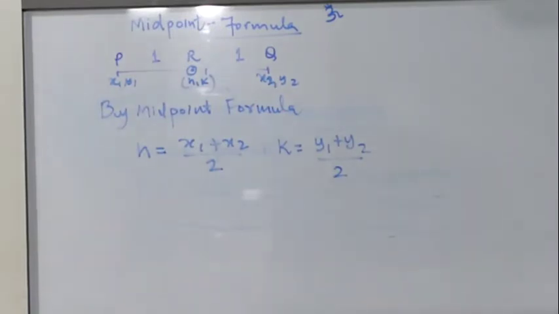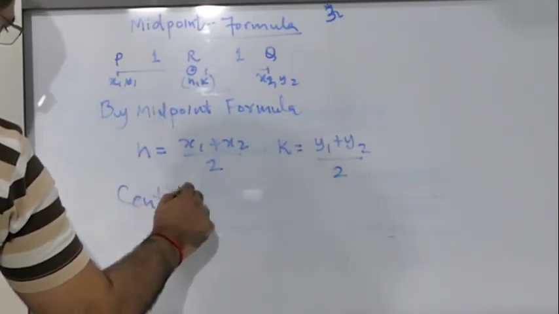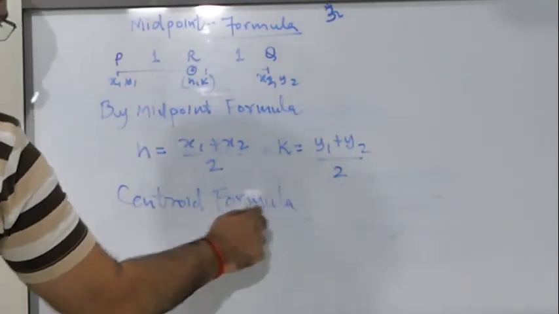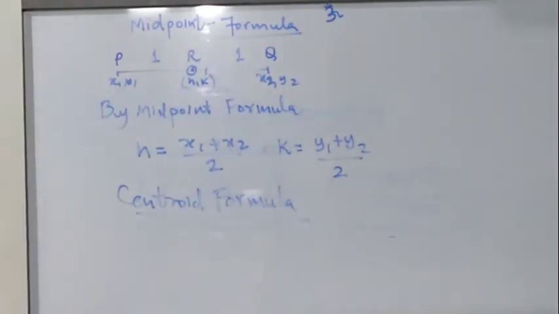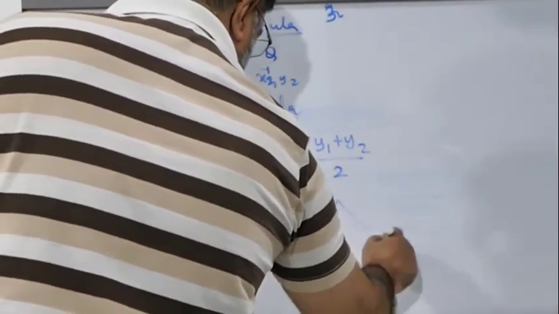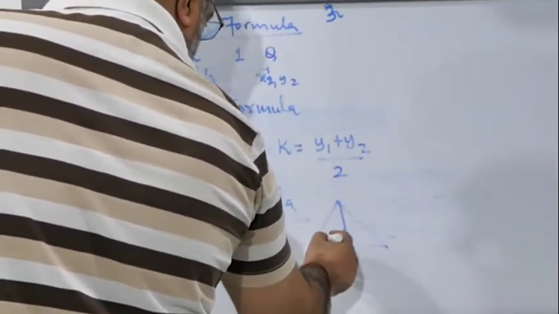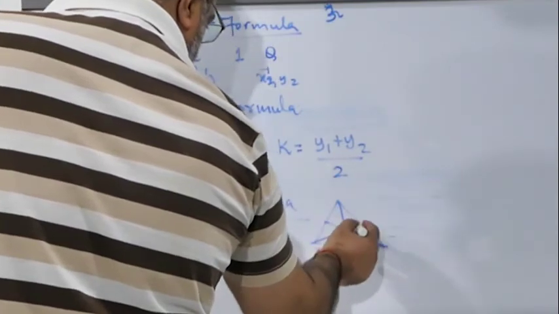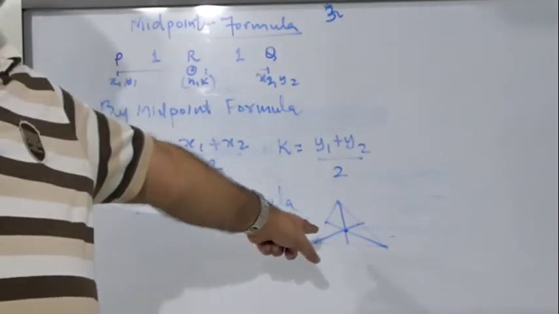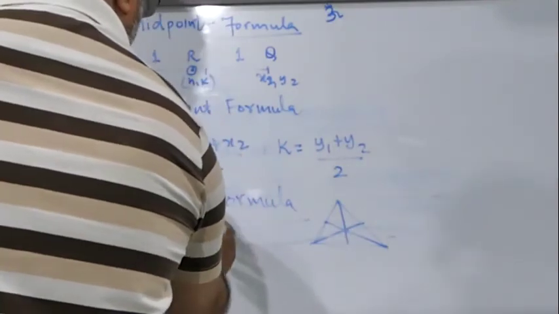What becomes the centroid formula now? So, centroid formula. First of all, what is a centroid? Supposing you have a triangle. Okay? Then the point where the medians intersect, the point where the three medians meet, that's called the centroid. So this is called the centroid.